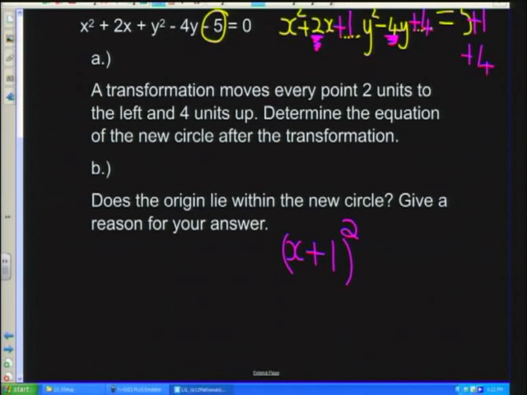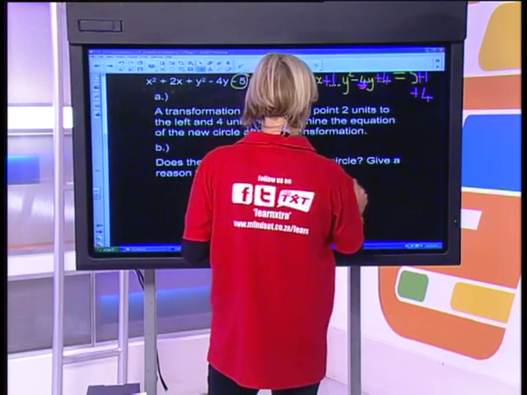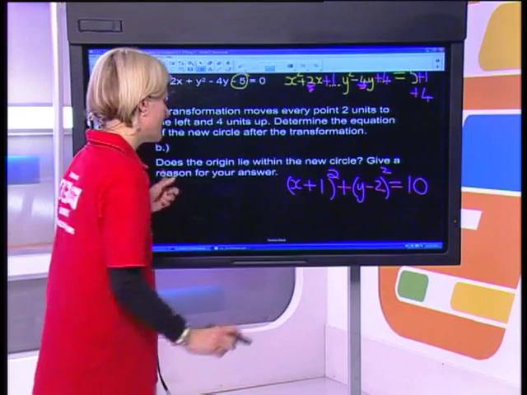If I were to multiply out x plus 1, everything squared, I'd get back to x squared plus 2x plus 1. Plus y minus 2, everything squared. Your sign is determined by the middle term. And that's equal to 5 plus 1 plus 4, which is 10. All right. So now I've managed to put this equation of the circle into standard form.